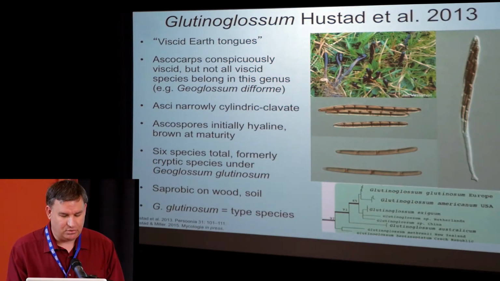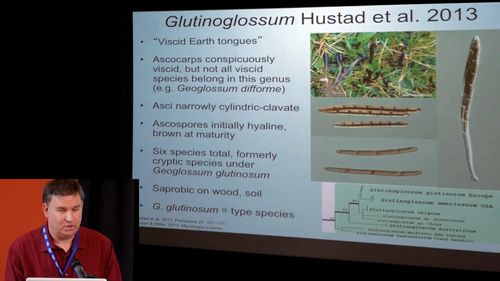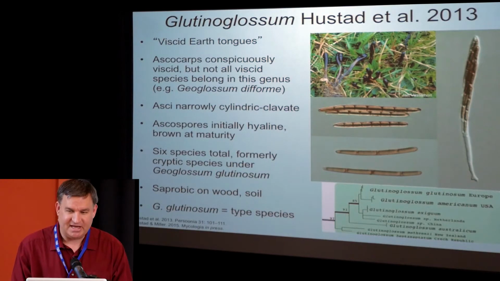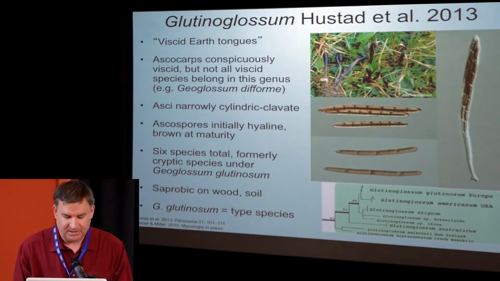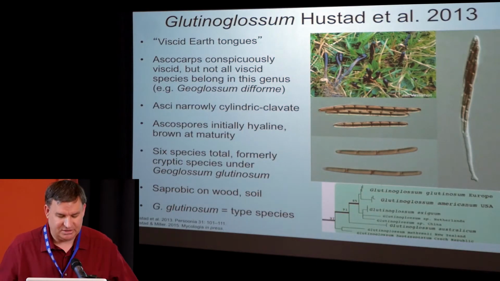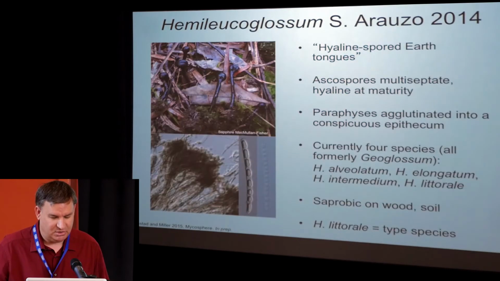There's 6 species total so far, and all 6 of these species are good molecular species with some morphology to support them, but they were all cryptic species under one name, Geoglossum glutinosum. So a nice example of cryptic speciation being brought into the light with molecular data. They're saprobic on wood and soil. The type species is Glutinoglossum glutinosum.